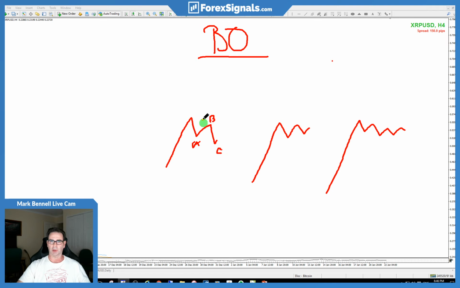So can also be called the zigzag. Can also be called just a common falling flag. Okay. A, B, C, breaking through B. Yep, falling flag. That's it.